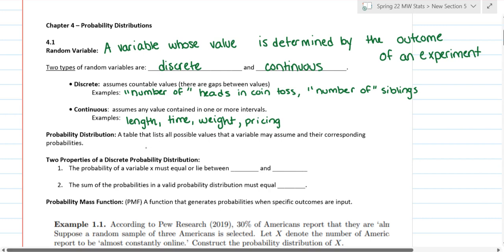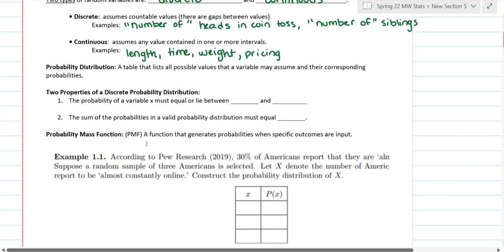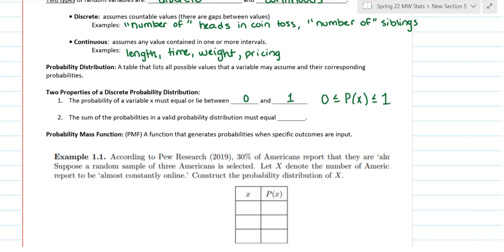A couple of properties. These will be vocab questions on the test. The probability of a variable must lie between 0 and 1. The notation for that is 0 is less than or equal to the probability of x, which is less than or equal to 1. And the sum of probabilities in a valid probability distribution must equal 1.